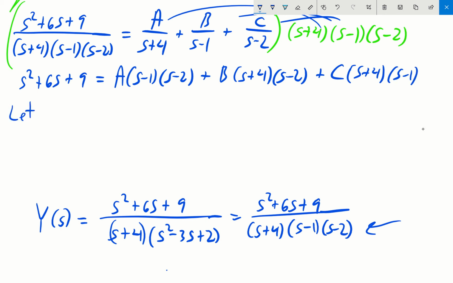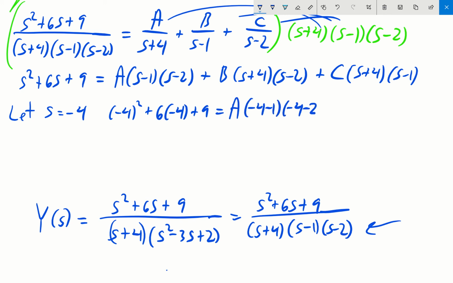If we make some convenient choices for s, for example, to get A, let s be equal to negative 4. If I plug it in, we get negative 4 squared plus 6 times negative 4 plus 9 is equal to A times (negative 4 minus 1) times (negative 4 minus 2). That's 16 minus 24 plus 9, which is negative 8 plus 9, which is 1, equals negative 5 times negative 6, which is positive 30. So 1 is equal to 30A, which means that A is 1 over 30.